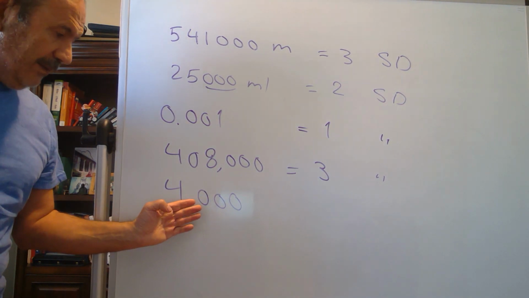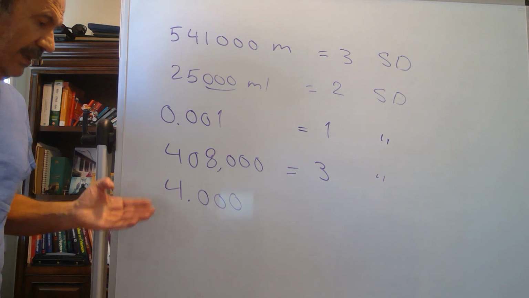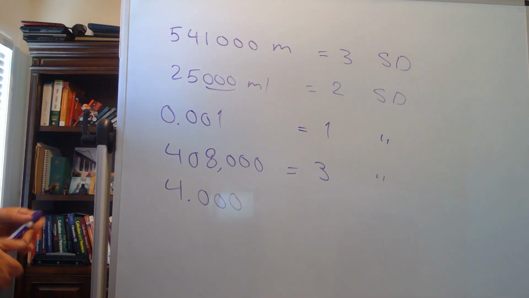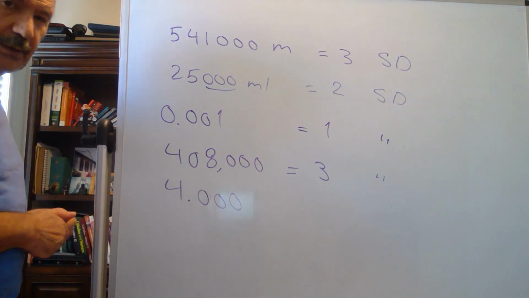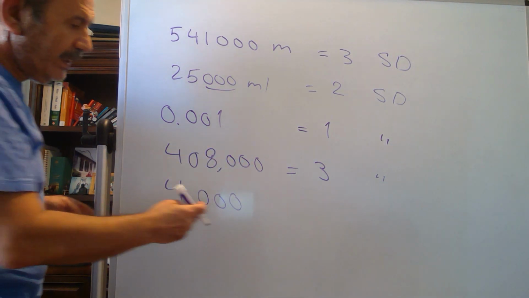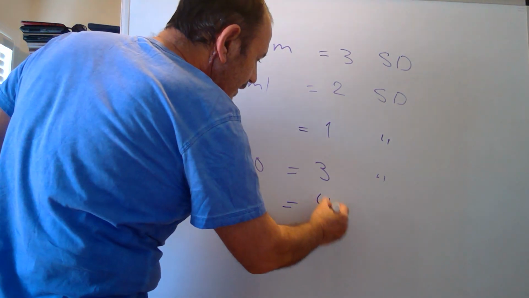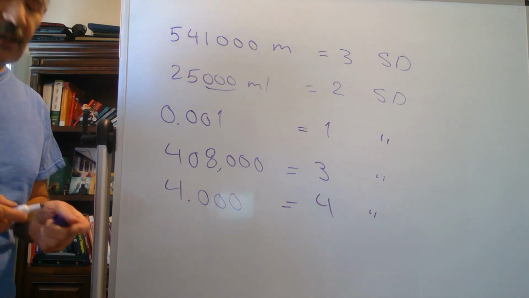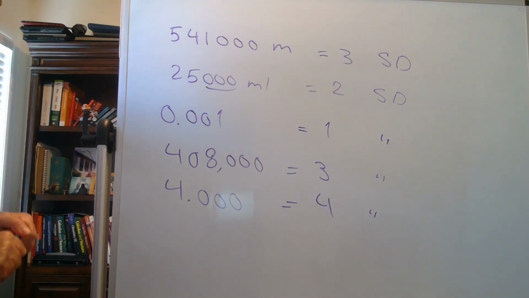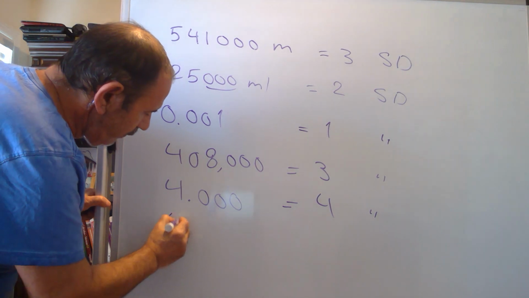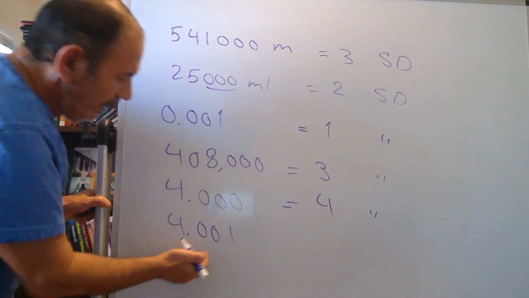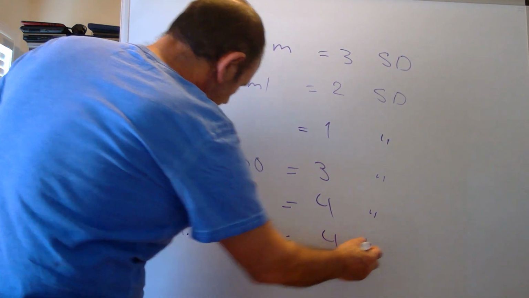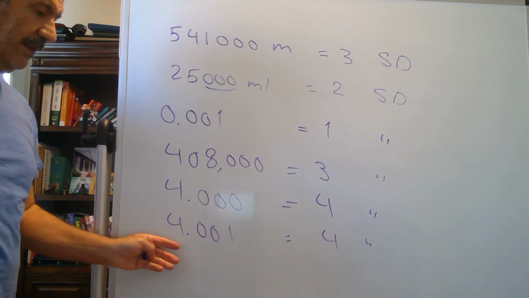Because when we write a number as 4.000, it means, before explaining this one, this number has 4 significant digits, because these zeros after the decimal are considered as a significant digit, same as this one, 4.001. Again, this number has 4 significant digits. 1, 2, 3, 4 significant digits.